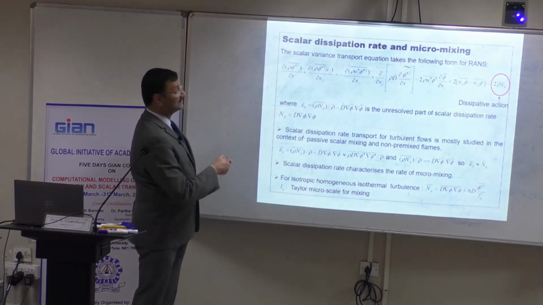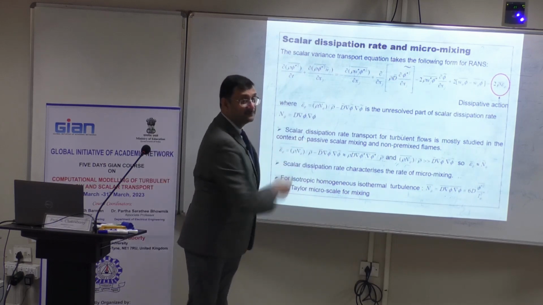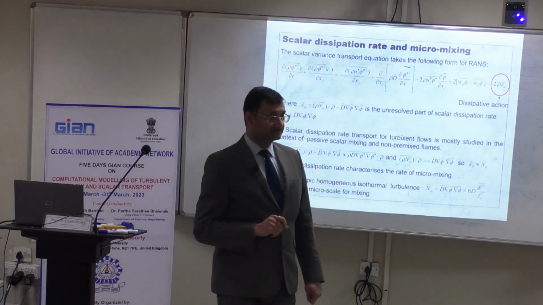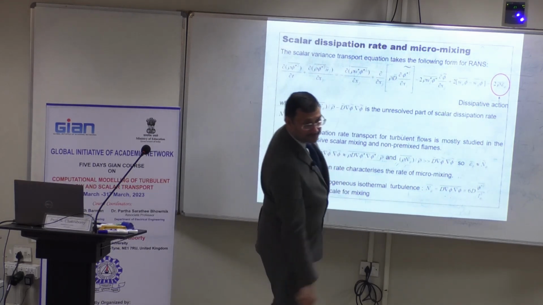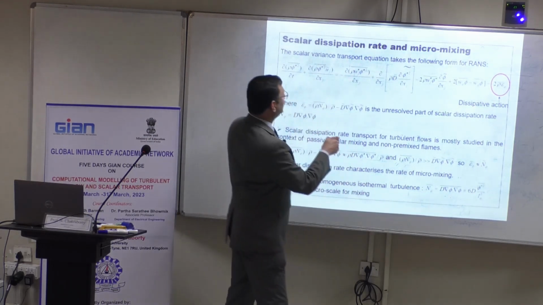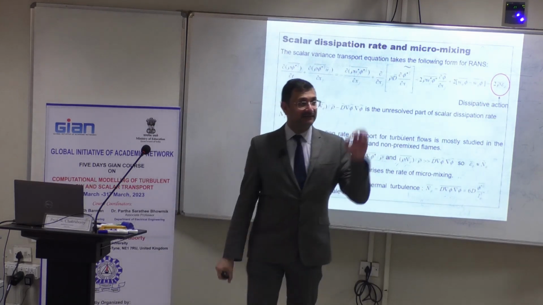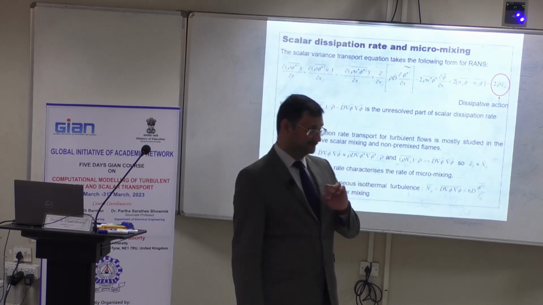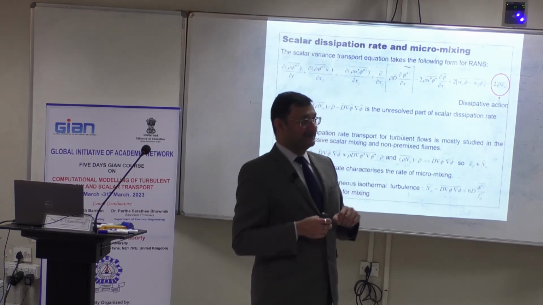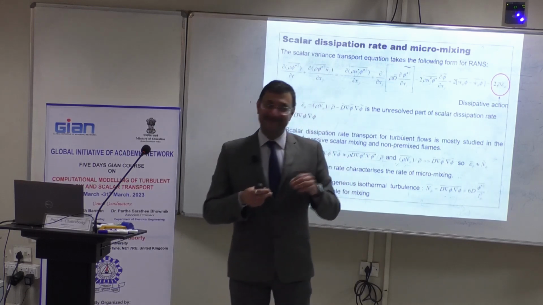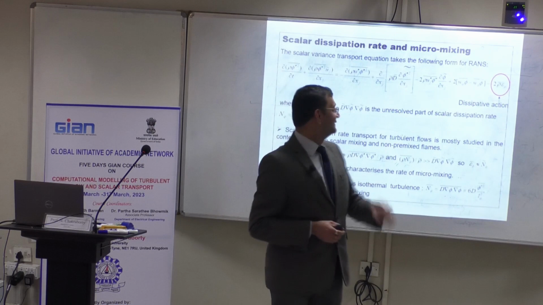Obviously, this is the transient term. This is the advection term, the mean advection term. This is turbulent transport. The term that you are seeing within the parenthesis is actually the scalar flux of variance. Variance is also a scalar. So it sounds a bit odd, but it's a scalar flux of variance. Okay?